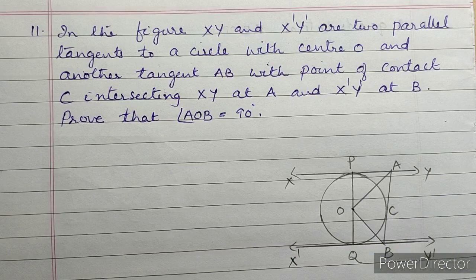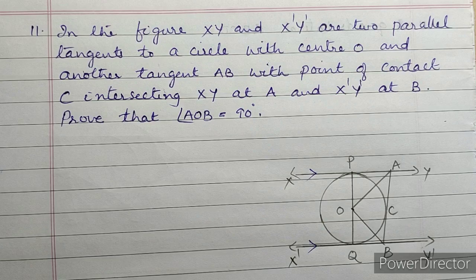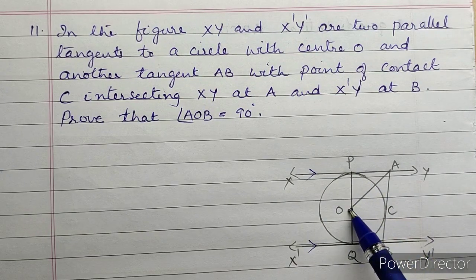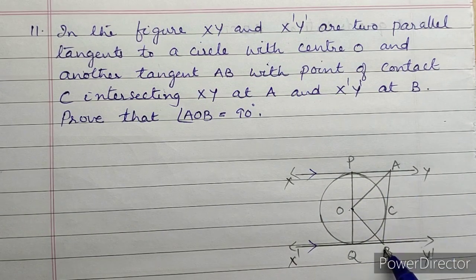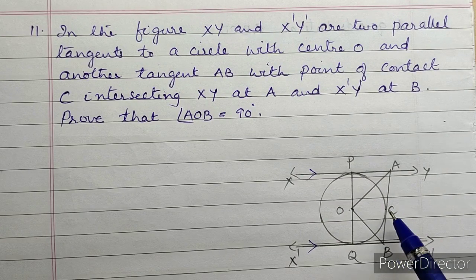So already the diagram is given here. See here, XY, X dash Y dash are two parallel tangents. They are parallel. You can mark this. And a circle with center O. Another tangent AB. This is also a tangent only. See, this is the point of contact. C is the point of contact.